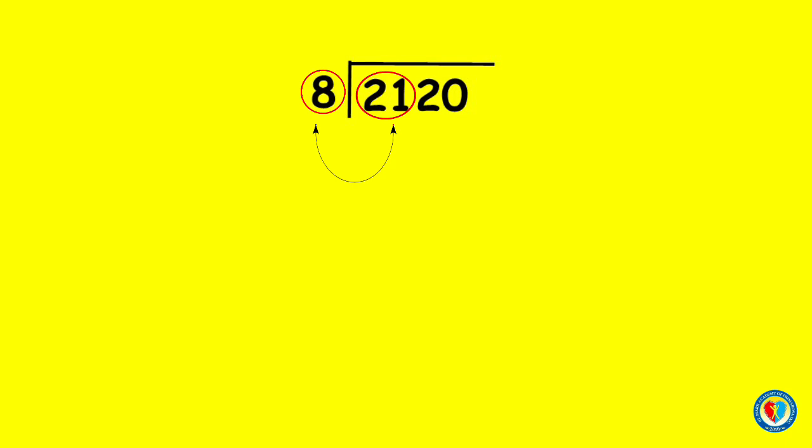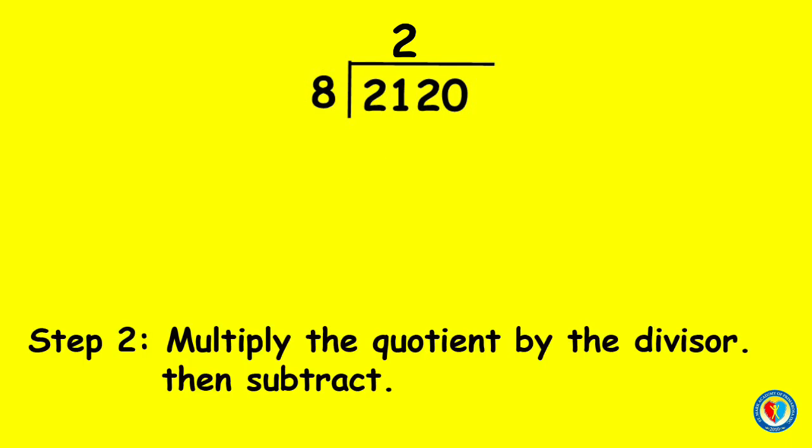Thus, division is the inverse of multiplication. The nearest product is 16, as 2 times 8 equals 16. There are 2 8s in 21. Write 2 in the hundreds place in the quotient. Step 2. Multiply the quotient by the divisor. Then subtract. 2 times 8 equals 16. And then 21 minus 16 gives us 5.